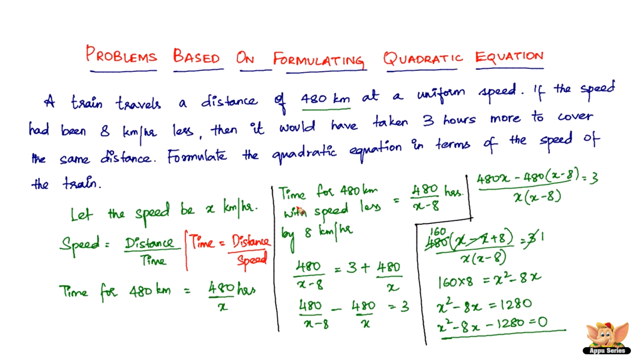Next, how much time would it take to travel the same distance at a speed 8 kilometers per hour less? It will take 3 hours more than this. So this time will be 3 hours plus this time, and they will be equal. Once you get this, you can solve it and arrive here. And this is the quadratic equation that we need to find the speed of the train.